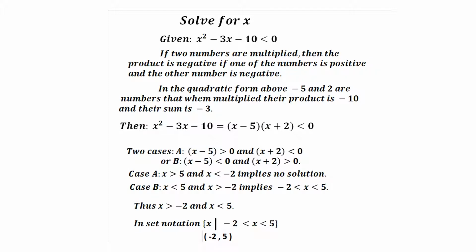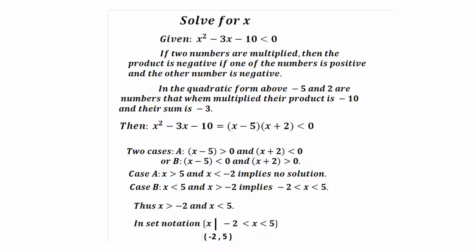In this problem, we have x squared minus 3x minus 10 is less than 0. Now, if we could make this one look like the product of two factors, we could do the problem like we did before. Now, for two numbers, when they're multiplied to get a negative, you have to have one of the numbers be negative and the other one positive. So, in the quadratic form above, -5 and 2 are the numbers such that if you multiply -5 and 2, you get -10. If you add -5 and 2, you get -3.